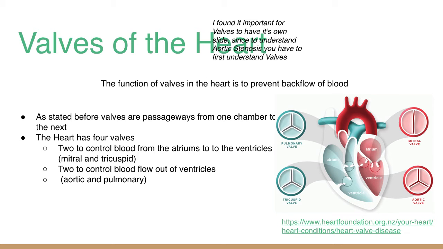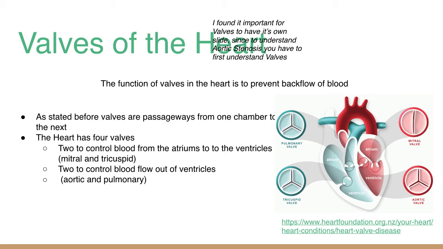The valves of the heart. I found it important to include a slide of just valves because this is where aortic stenosis takes place. The function of valves in the heart is to prevent backflow of blood. As I stated before, valves are passageways from one chamber to the next. The heart has four valves: two to control blood from the atria to the ventricles, which are called the mitral and tricuspid valves, and two to control blood flow out of the ventricles, which are the aortic and pulmonary valves.